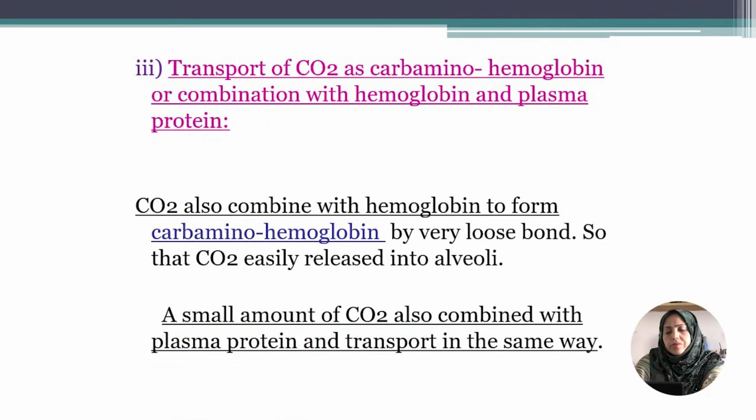And transport of carbon dioxide as carbaminohemoglobin, or combination with hemoglobin and plasma protein. Carbon dioxide also combines with hemoglobin to form carbaminohemoglobin by a very loose bond, so that carbon dioxide is easily released into the alveoli. A small amount of carbon dioxide also combines with plasma protein and is transported in the same way.